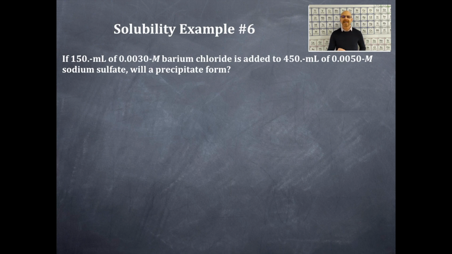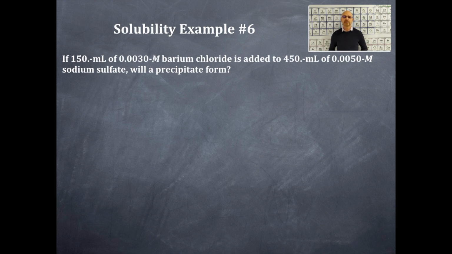mercury, lead, and silver. Now barium and sulfate are going to get together. They have the same 1-to-1 ratio, so it's BaSO4, and that is an insoluble precipitate. So sulfates are soluble except for barium, strontium, lead, and slightly calcium. So that means that barium sulfate is the insoluble precipitate.